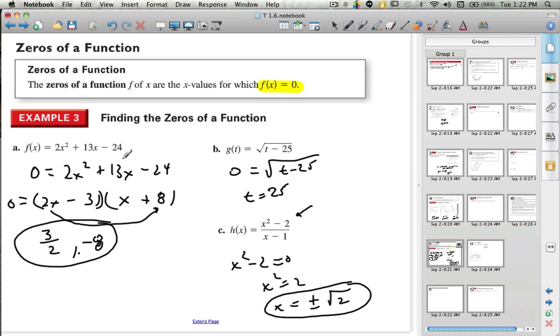So when you see zeros, or you find the zeros, or you see solve, they're telling you to do the same thing. If they ask you to find the zeros of the function, find the solutions of the function, find the x-intercepts of the function, they're all the same thing.